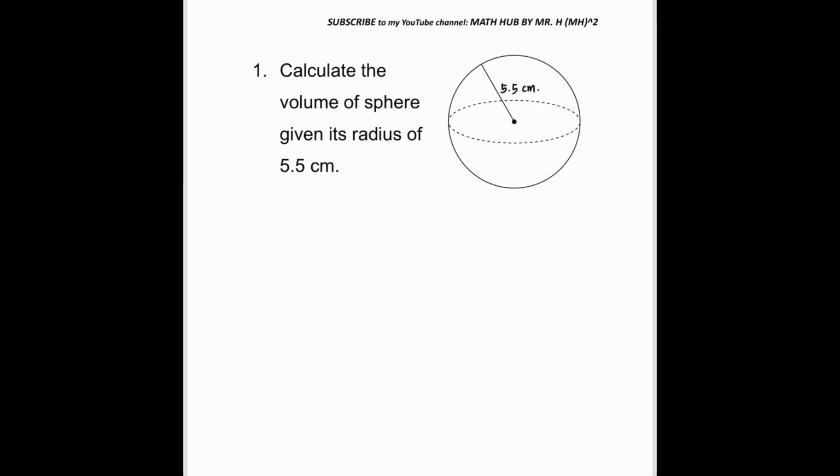So the first example is calculate the volume of sphere given its radius of 5.5 centimeters. The formula in calculating the volume of sphere is 4 over 3 multiplied by pi multiplied by r cubed. So 4 over 3 pi r cubed. So r there stands for the radius. And if you take a look at the given problem, the radius, which is 5.5 centimeter, was given.